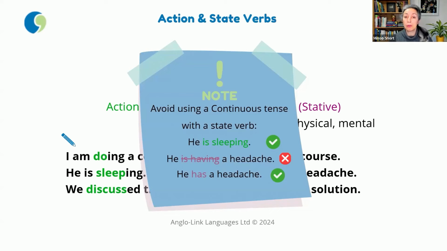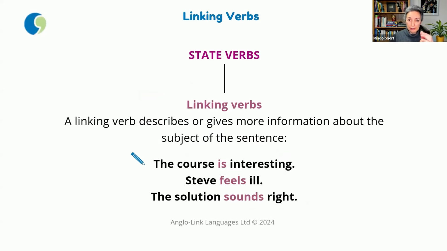But we can now go back to state verbs, which have subcategories, and one of them is linking verbs. So what is a linking verb? A linking verb describes or gives more information about the subject of the sentence. It hasn't got anything to do with an object, but mainly gives information about the subject. For example, the course is, the verb be, interesting. Steve feels ill. The solution sounds right. There is more information in the words interesting, ill, and right about the subjects, the course, Steve, and the solution. That's the definition of a linking verb.